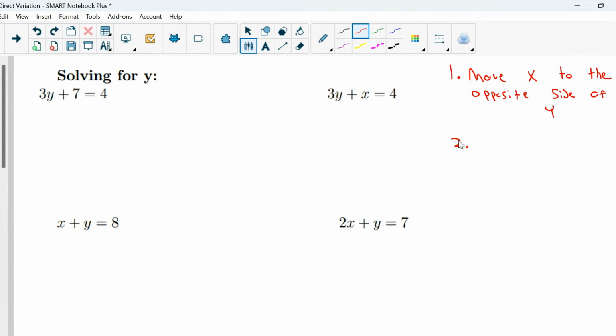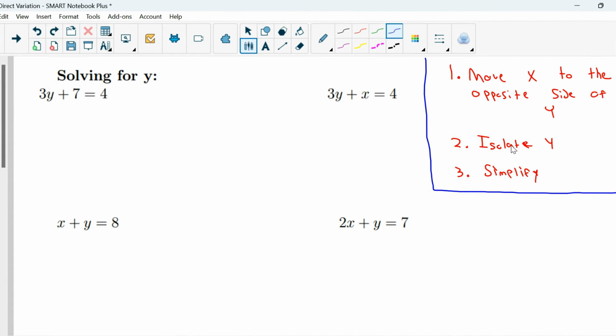Step number 2, we have to isolate our variable y by either using addition or subtracting. So that's getting rid of our coefficient on y. Number 3 is just simplify. If we have any fractions or anything like that, we just need to make sure that we simplify when needed. Okay, so I know I didn't give you a space for this, but make sure you have this jotted down somewhere within your notes. Okay.